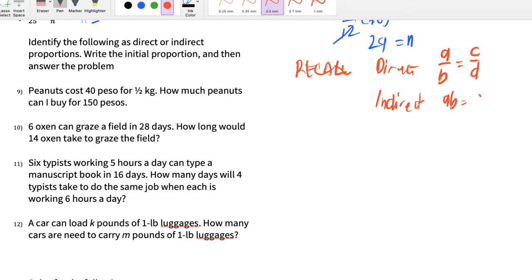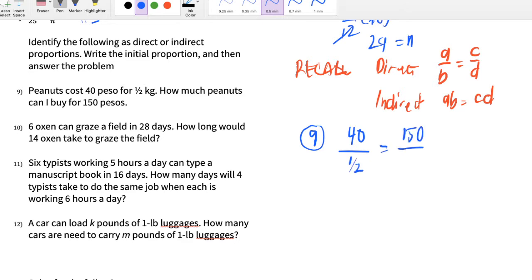Okay, so I'm assuming na either napanood nyo or nakasama kayo sa online lecture. So, number 9, anong proportion meron tayo dito? Direct proportion, di ba? Kasi syempre, pag mas maraming pera, mas marami rin yung mabibili mo na peanuts, okay? Or mas mabigat. So, here we have 40 over 1/2 is equal to 150 over x.